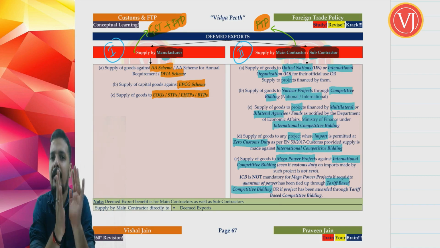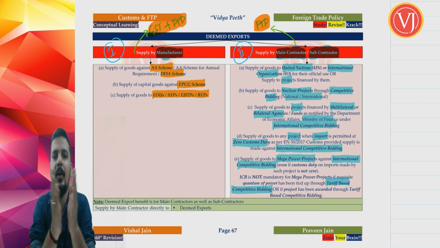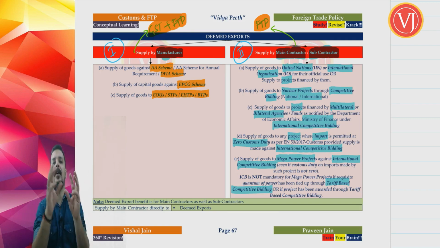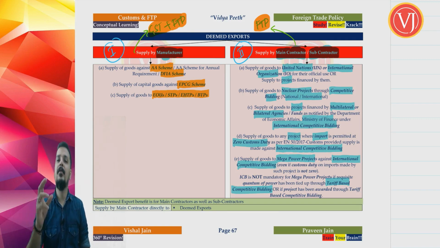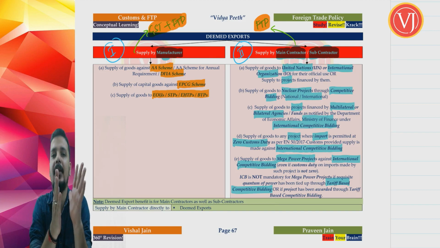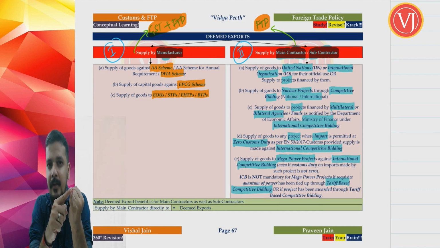This was there even in your GST, even in your foreign trade policy: supply by a manufacturer to these three categories. Now, supply by main contractor or subcontractor to a project, and friends, that project should be covered by 5 categories. First is a project of the United Nations or an international organization, or a project which is funded by them. Second is a nuclear project, whether national competitive bidding or international competitive bidding.